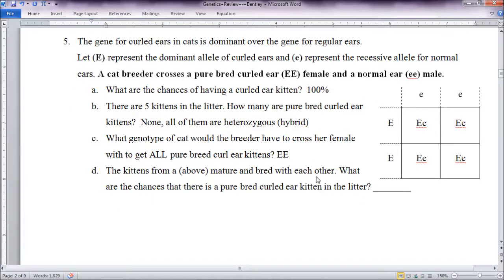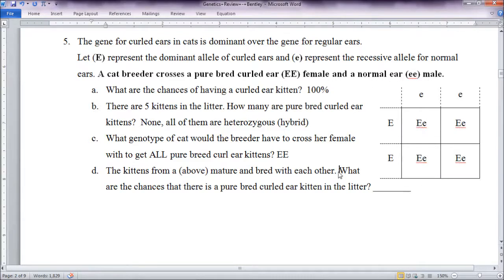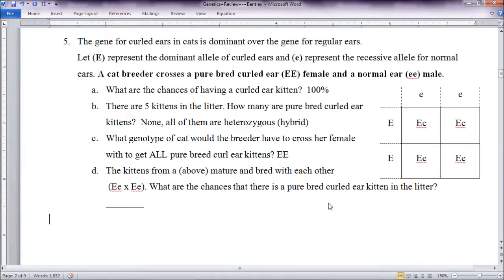Okay, so this next one's a little gross. The kittens from this cross mature and breed with each other. So what that means is a cross of big E, little e, and big E, little e. Okay. So it asks, what are the chances that there is a purebred curled-eared kitten in the litter?